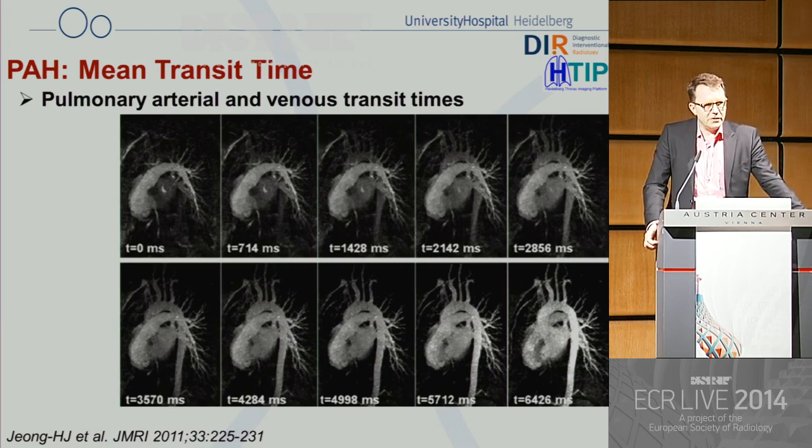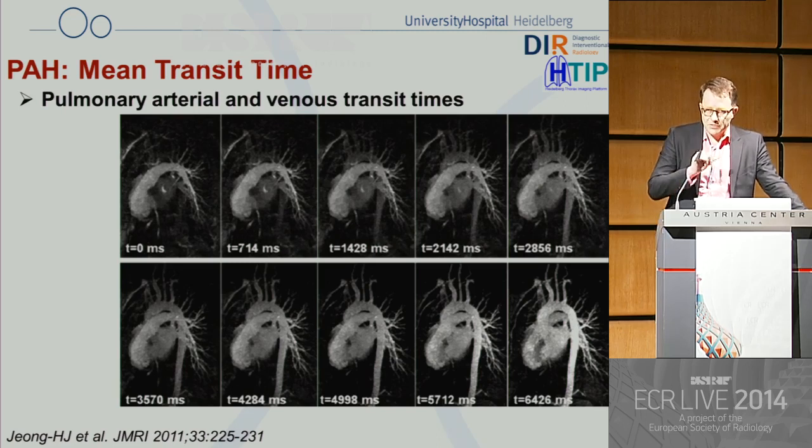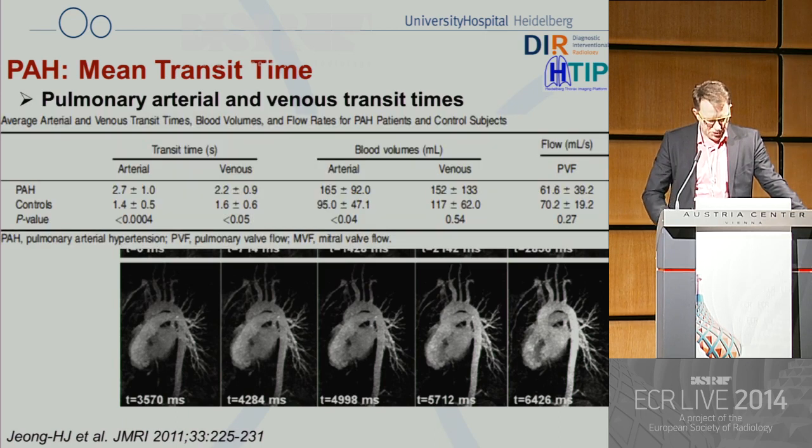Another very easy approach for the assessment of the severity of pulmonary hypertension is actually the measurement of the mean transit time, because pulmonary arterial hypertension will lead to longer transit times, as well in the arterial as in the venous bed of the pulmonary vasculature. So this has been nicely done in this study, where they looked at the transit time and volumes, and you see that in pulmonary arterial hypertension, the transit time is especially increased in the arterial, but also on the venous side.